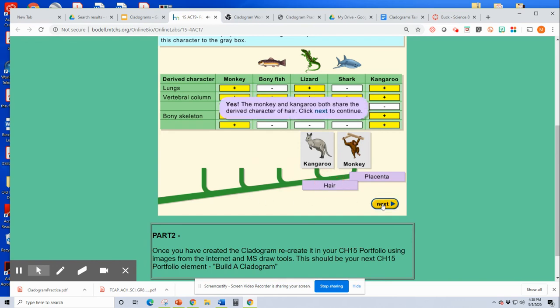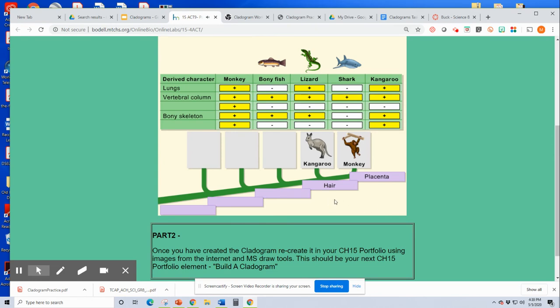Ooh, that got fancy. All right. So all 5 traits, 4 traits. Now I'm ready for the one that has 3 traits. It's Mr. Lizard. Mr. Lizard has 3 traits. Bony fish has 2. What's the one trait that the lizard has that the bony fish does not? That would be lungs. 5 traits, 4 traits, 3 traits, 2 traits. That's Mr. Bony Fish.